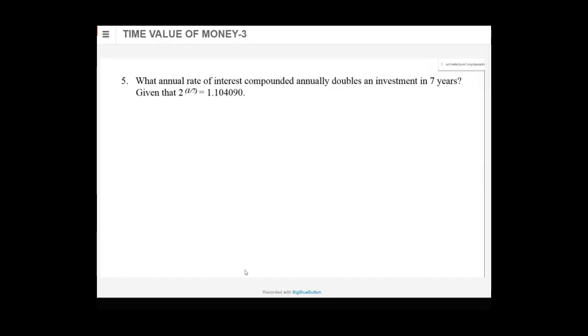What annual rate of interest compounded annually doubles an investment in 7 years? Given in the question, it's given 2 raised to 1 upon 7 is equal to 1.104090. Now, I hope you know that 2 raised to 1 upon 7 means what? 7th root of 2. Correct? We'll discuss it.